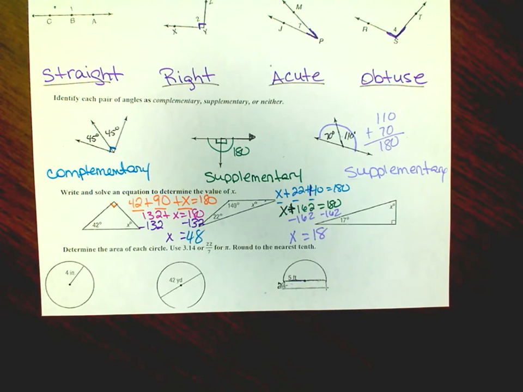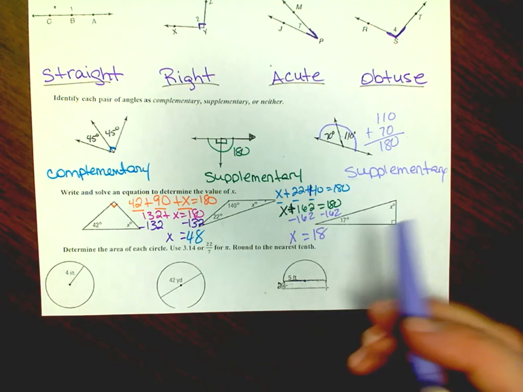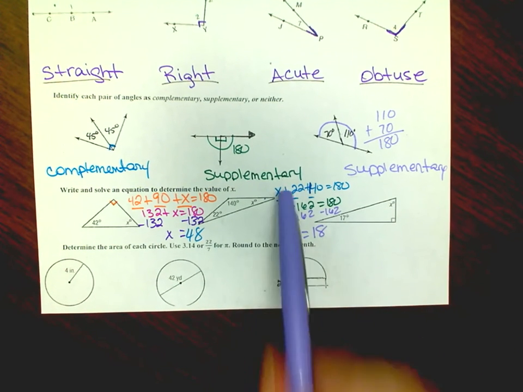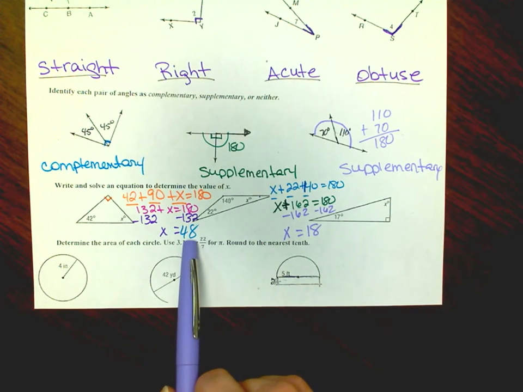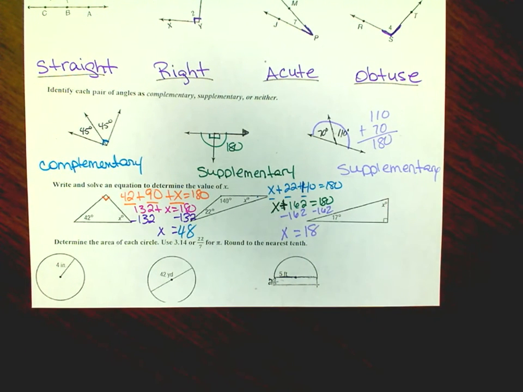Remember, you can always go back and check your answers. Go back in and plug in 18 for x and make sure it adds up to 180. Over here, you could put 48 in and make sure it adds up to 180.